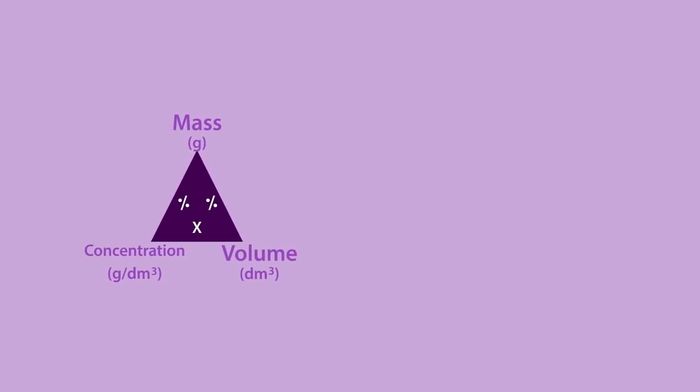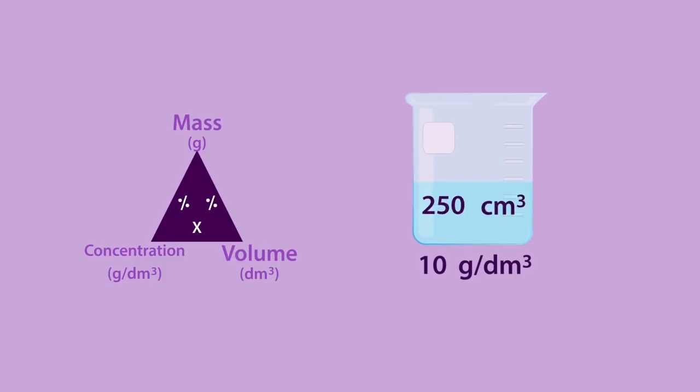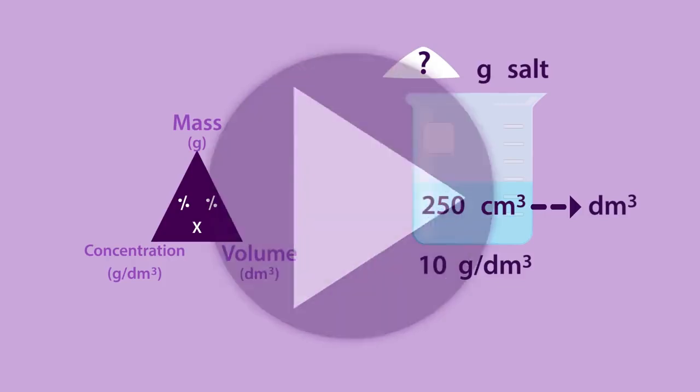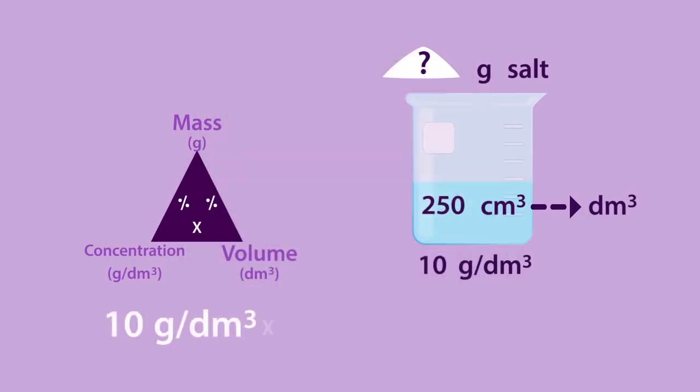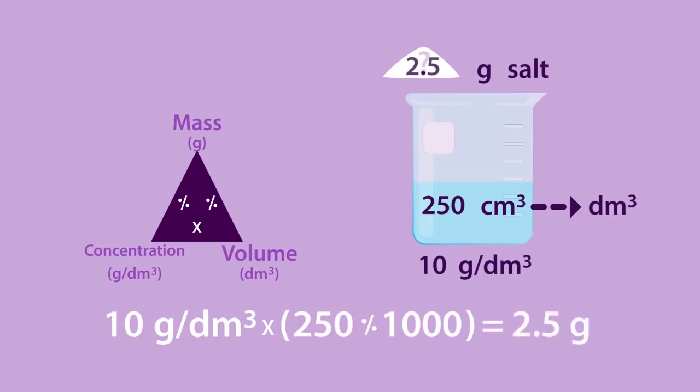Let's try a challenge. If you know that you need a 10 gram per decimeter cubed salt solution and have to dissolve it to a volume of 250 cubic centimeters, what mass of salt will you need to dissolve? Pause and write down your working. Don't forget that you have to convert the volume from cubic centimeters to decimeter cubed. Continue when ready. The working is showing now. Did you get it right?